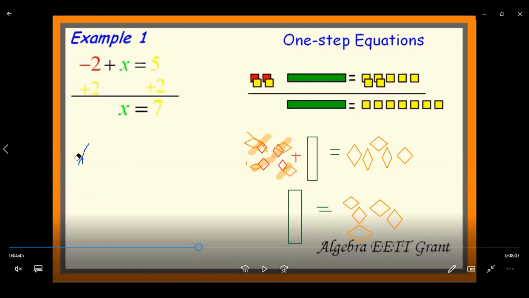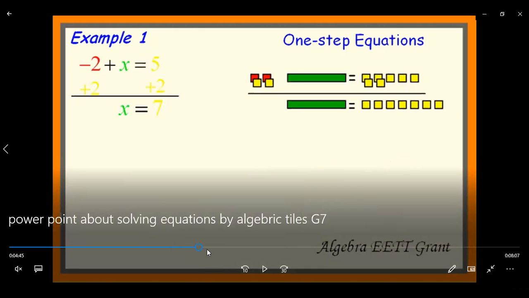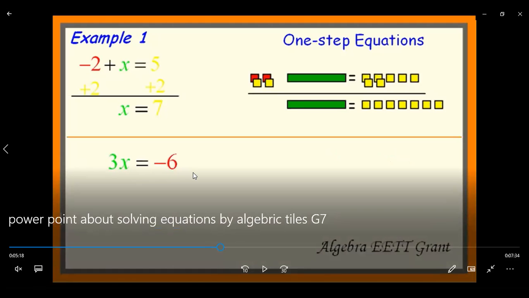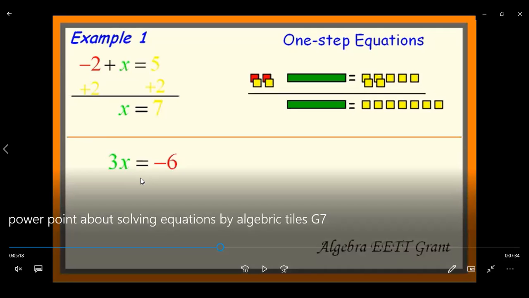Let me explain another example. How can we use algebraic tiles to write the equation? Here I have 3x equal negative 6. How can we solve this equation normally? Hello, grade 8, grade 7. 3x equal negative 6. Divide. Yes, thank you.